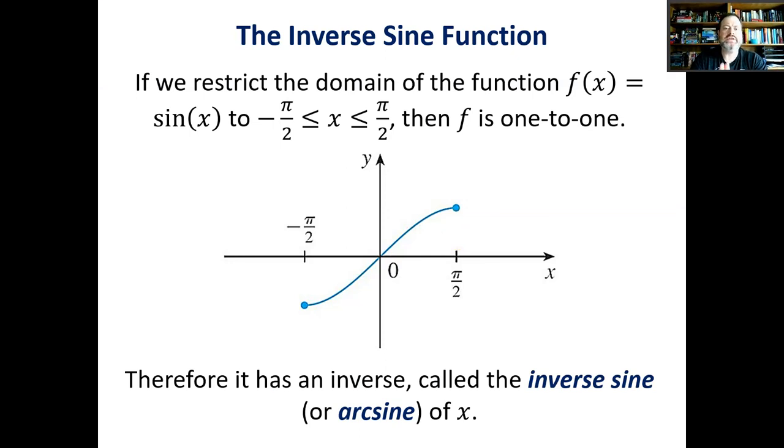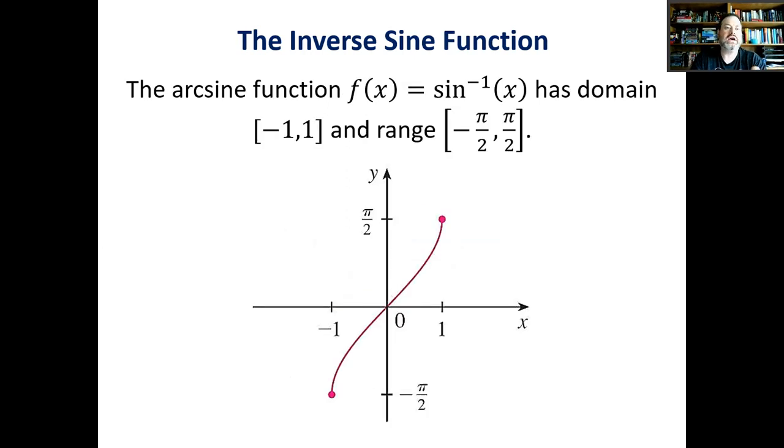And the idea here is that if you take sine, whose domain is normally negative infinity to infinity, and you restrict it to a smaller domain, then it becomes a one-to-one function. And whenever a function is one-to-one, it has an inverse. And so we just call that inverse the inverse sine function or the arcsine function. It can be written as arcsine or sine to the -1 power.